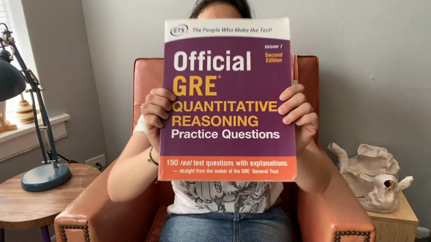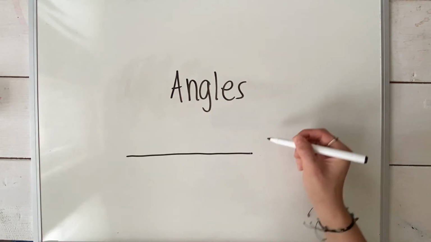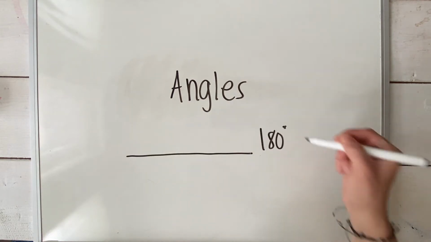In today's video, we're going to talk about angles of a line and then do a practice problem from this book. If you'd like to follow along, it's on page 92, problem number 13. Let's get started. Today we're going to look at one aspect of geometry, angles. The angle measure of a straight line is 180 degrees.